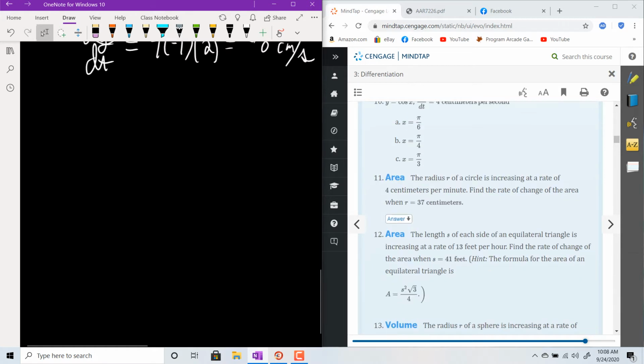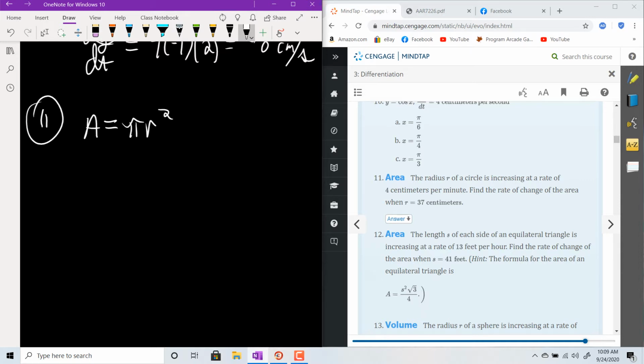Let's see. Okay, so now we get more complicated with the area problems. So this first one, let's try number 11. The radius of a circle, r, is increasing at a rate of 4 centimeters per minute. Find the rate of change of the area when r is 37 centimeters. Okay, so I need an equation that relates area and radius. And of course, we know the formula for the area of a circle is A equals pi r squared. Okay, so we got that.